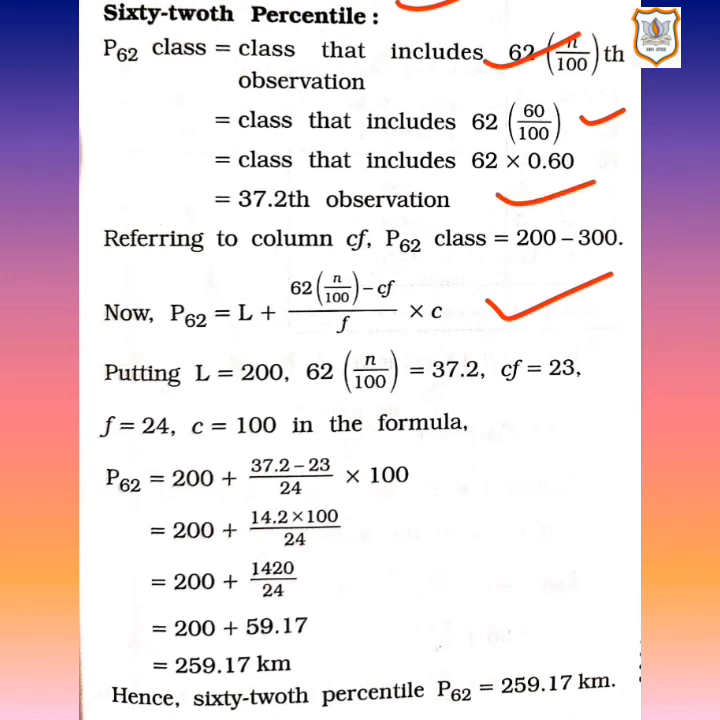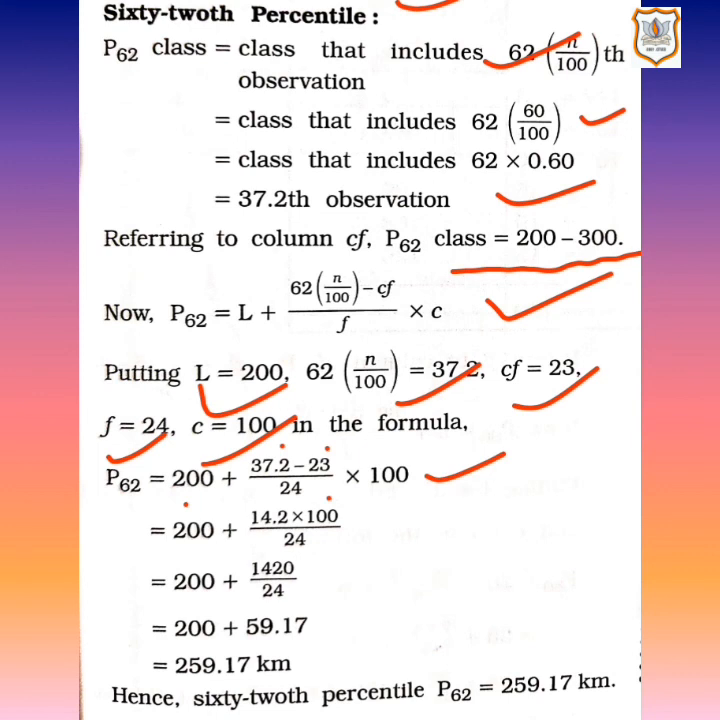Now we have to see where does 37.2 observation lie. It lies in the class 200 to 300. So as per your class 200 to 300, your lower boundary point will be 200. 62n by 100 is 37.2. CF we are going to take one class preceding, frequency in front of that class, and class length is 100. So now we are going to put the values. Lower boundary point is 200. 62n by 100 is 37.2 minus CF, that is 23, upon frequency, that is 24, into 100 class length.